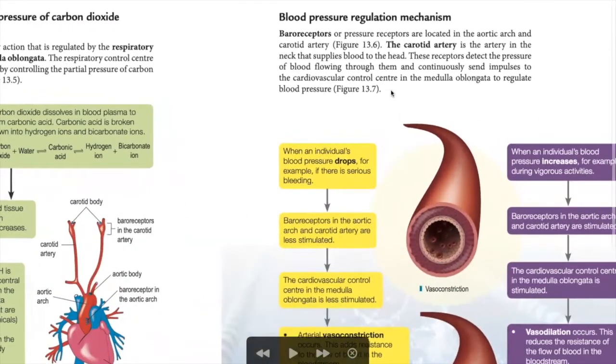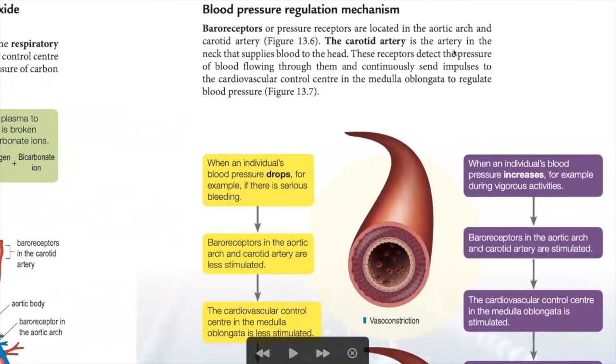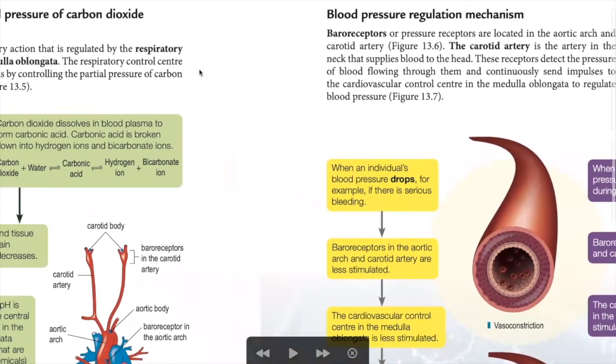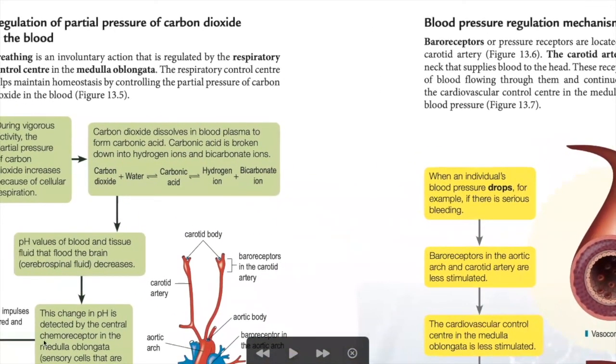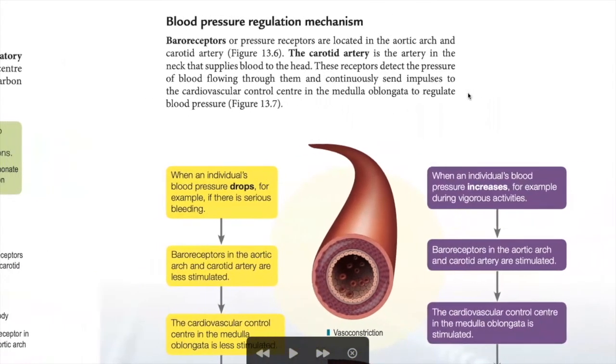Okay, the blood pressure. Okay, the blood pressure regulation mechanism. Okay, tadi kita cerita pasal chemoreceptor. Ingat chemoreceptor ni. Chemoreceptor tu adalah untuk mengesan any chemical change in your body. Kalau baroreceptor, baroreceptor is a pressure receptor. Maksudnya dia akan mengesan any change in blood pressure.